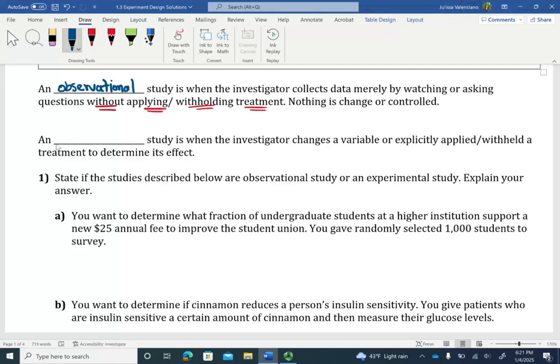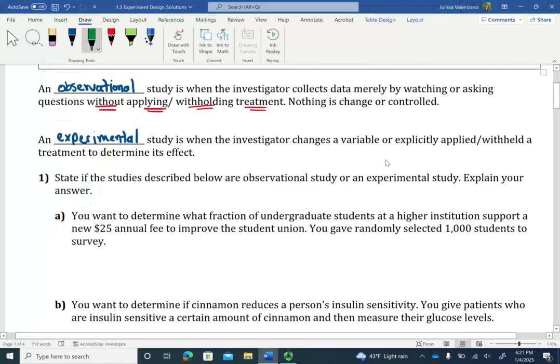On the other hand, we have experimental studies. And this is when the investigator will be changing a variable or explicitly applying, withholding a treatment to determine its effect. We're going to see a few examples of experimental studies.